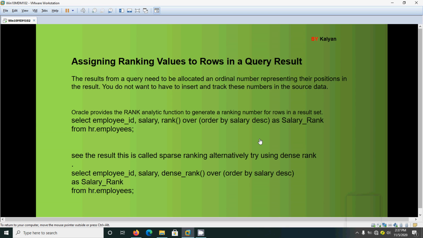Hi, today we are going to see assigning rank values to rows in a query result. That means we are going to give ranks to the query result, that means we are going to allocate an ordinal number representing their positions in the result. For that, we are going to use the rank analytic function, which helps us generate the ranking number for the rows in the result set. We are going to see one example for that.